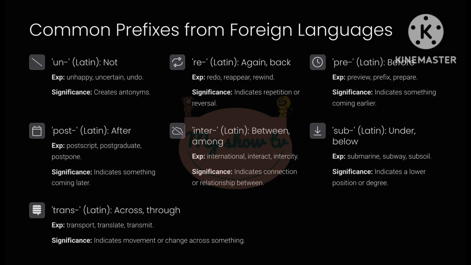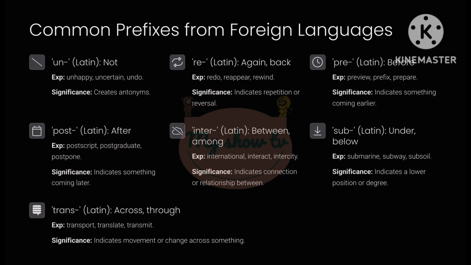6. Sub, Latin, means under or below. It can also indicate a lower degree or rank. Examples are marine becomes submarine, under the sea, way becomes subway, under the ground way, and soil becomes subsoil, below the topsoil. 7. Trans, Latin, means across or through.